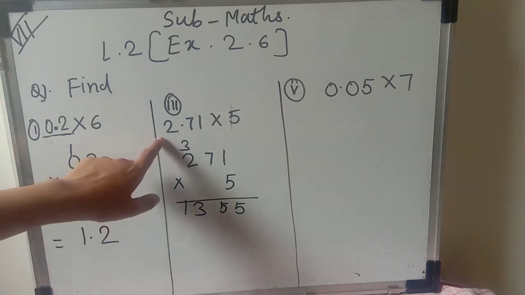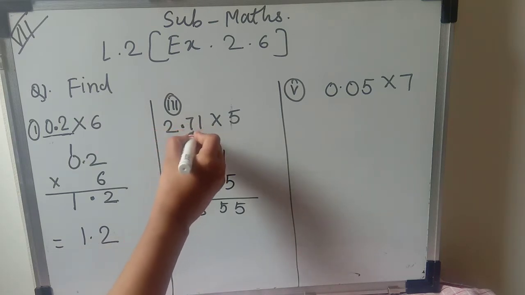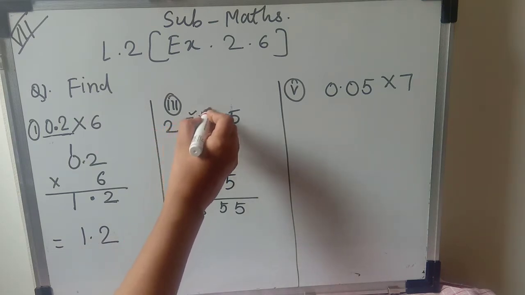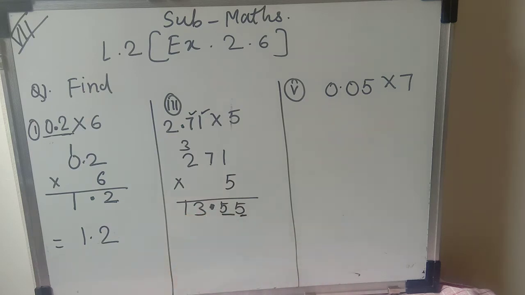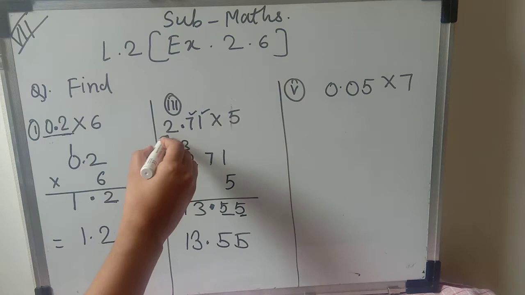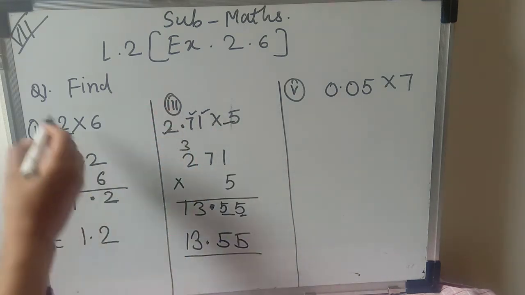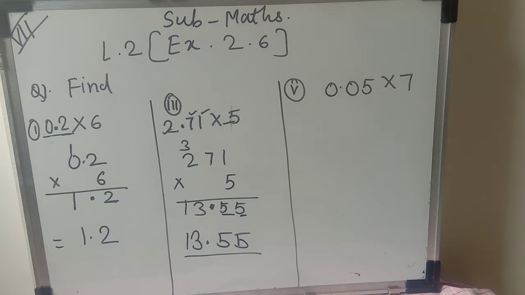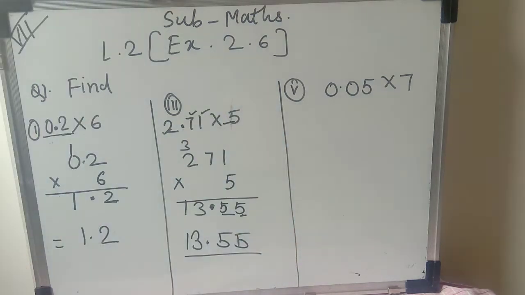Now, whatever the decimal number is, just see how many places are there after the decimal. That is 1 and 2. So from the right side count the last digits, 1 and 2, and then put the decimal. So here we got the answer, that is 13.55. Same way we have to do it here.